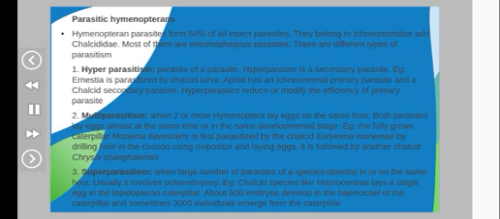Parasitic hymenopterans. Hymenopteran parasites form 50% of all insect parasites. They belong to Ichneumonidae and Chalcididae. Most of them are entomophagous parasites. There are different types of parasitism.